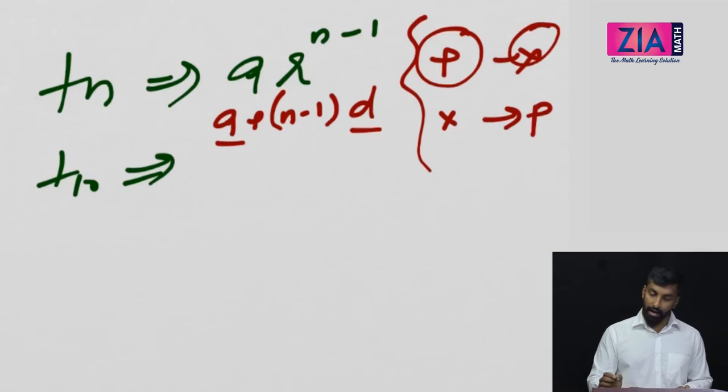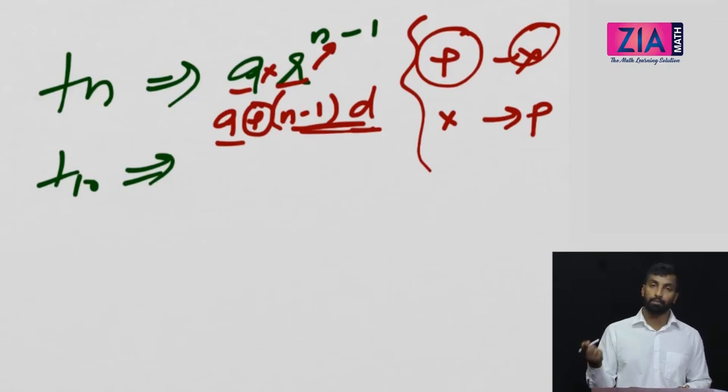So a and d you were adding. Here a and r, where r is actually like d, you are multiplying. So whatever you added, the plus became multiplication here. The n minus 1 into d, which you multiplied, became the power here. So whatever is multiplied becomes power, whatever is added becomes multiplication. That is the difference.